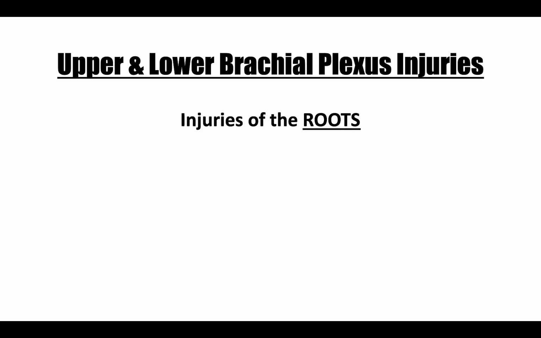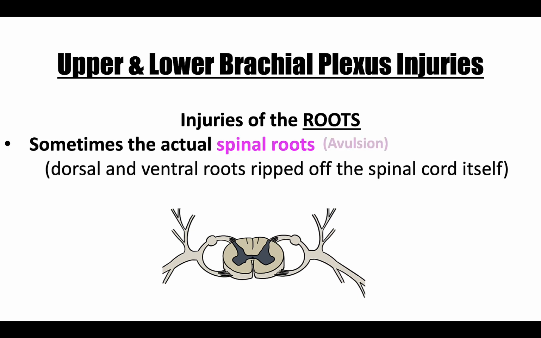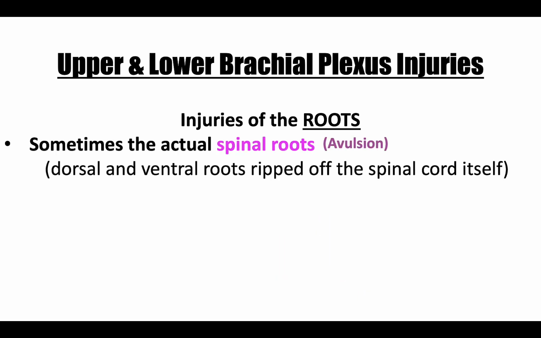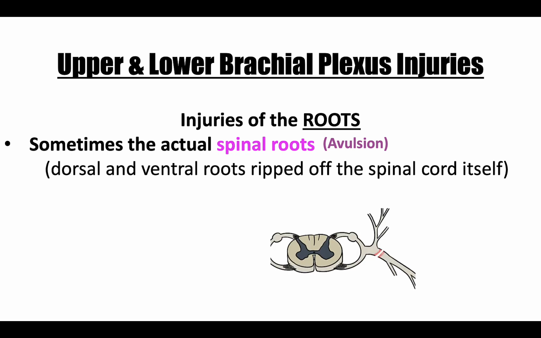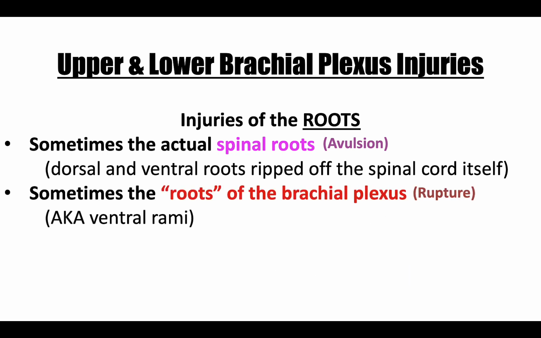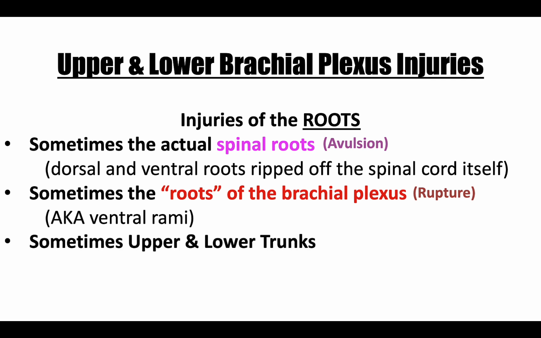These are injuries at the roots, both dorsal and ventral spinal roots, which would be an avulsion, and brachial plexus quote-unquote roots, which are really ventral rami, which would be a rupture. And finally, sometimes the trunks, mainly the upper and lower trunk, because they are really made up of those aforementioned ventral rami.